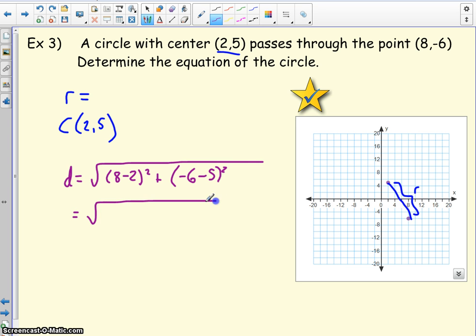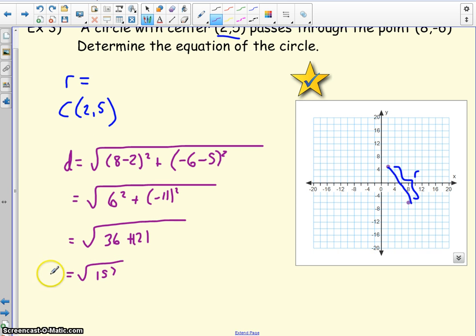So 8 minus 2 is 6, so I get 6 squared. -6 minus 5 is -11, so -11 squared. So I wind up with 36 plus 121, which gives me the square root of 157. Okay, so that's going to be the actual radius for my circle.